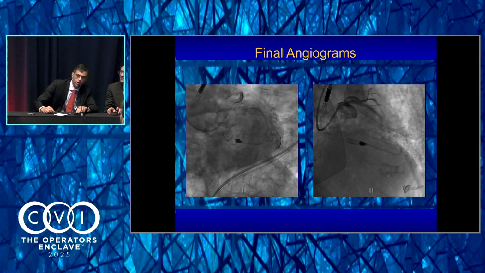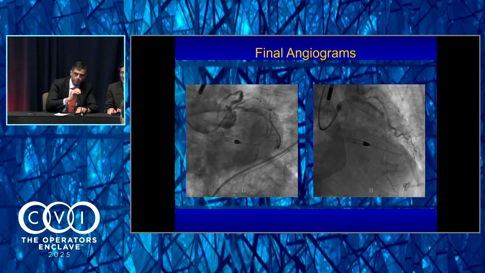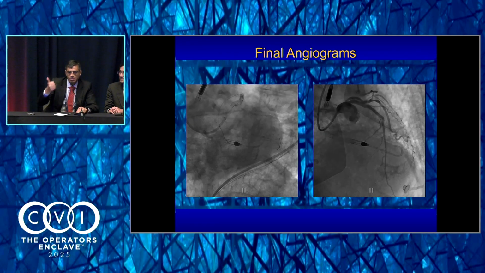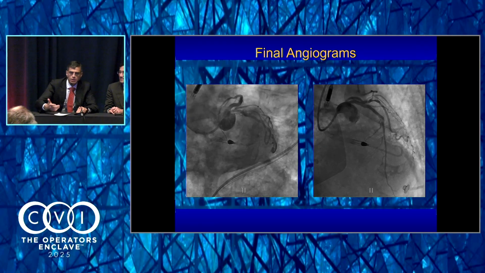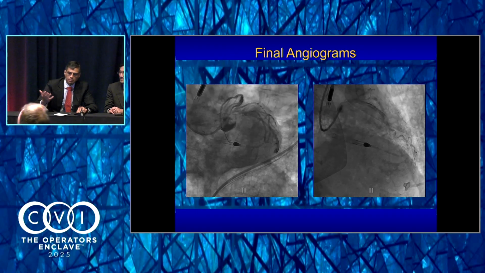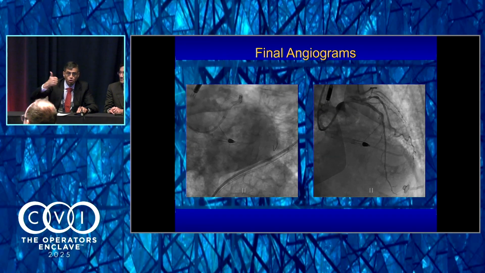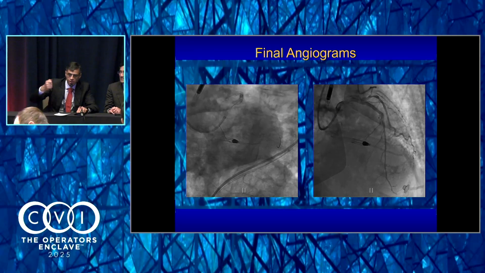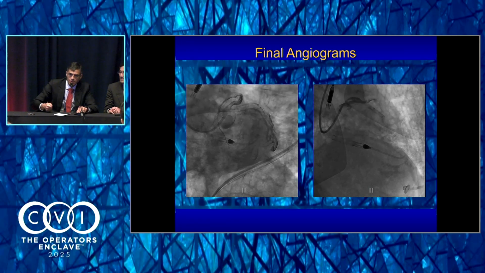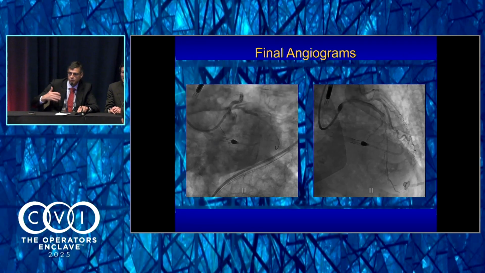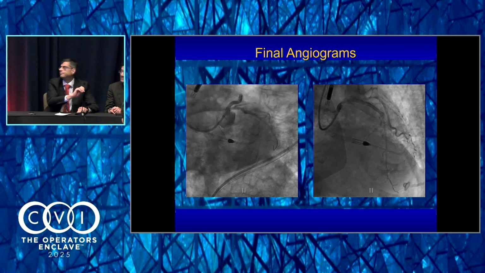Okay, so you heard this morning from the talk from Dr. Katri that you want to use special wires. You want to use either BMW, or Runthrough is okay. You don't want to use a Sion Blue, because then you're going to get stuck and you're going to lose the wire access coming back. And often it's good to put a buddy wire, but clearly this worked out great.